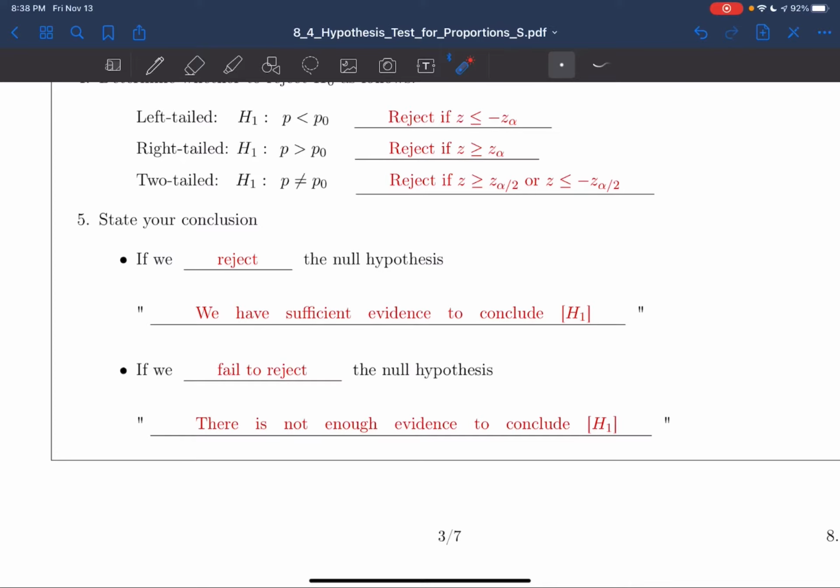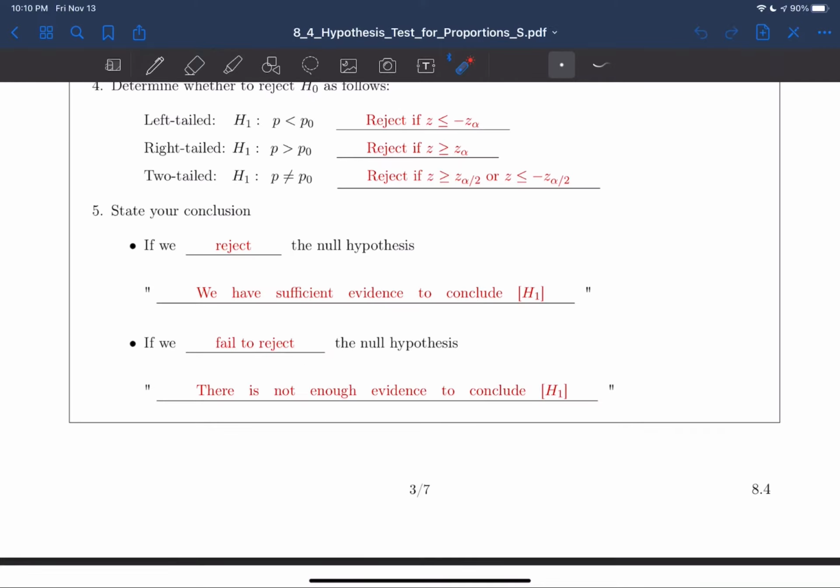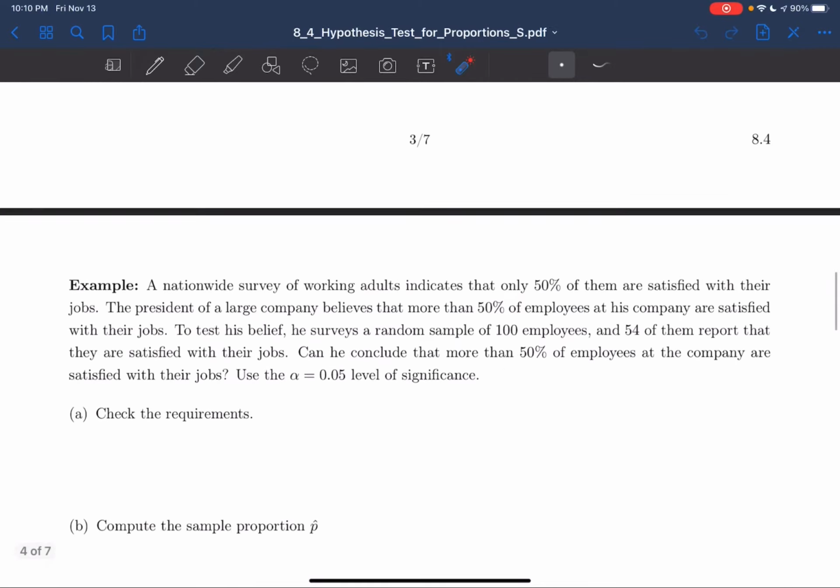If we reject our null hypothesis, we state that we have sufficient evidence to conclude, and then state your alternative hypothesis. But if we fail to reject the null hypothesis, then we say something like, there is not enough evidence to conclude, and then state your alternative hypothesis. So let's do an example.